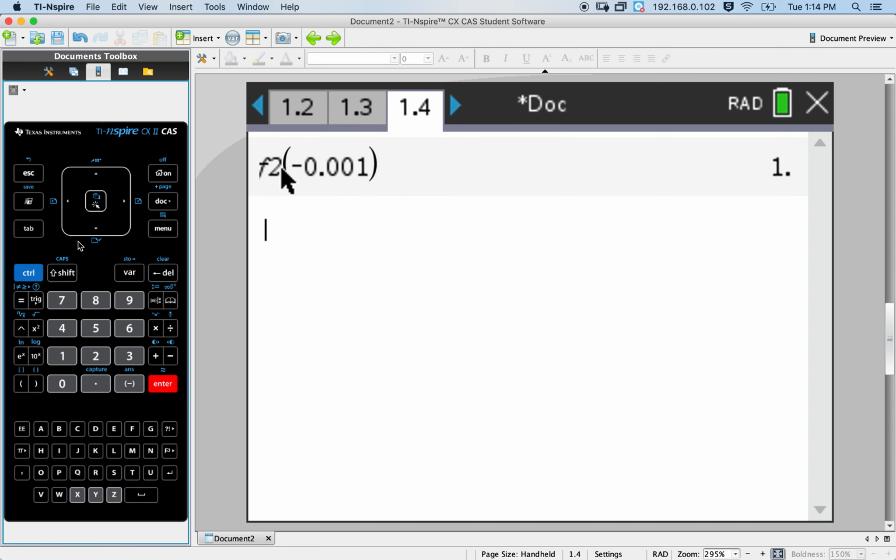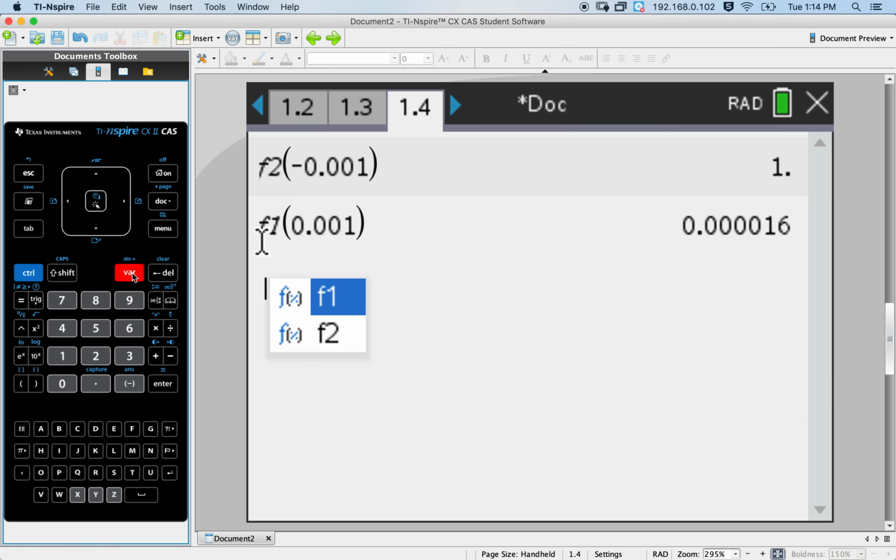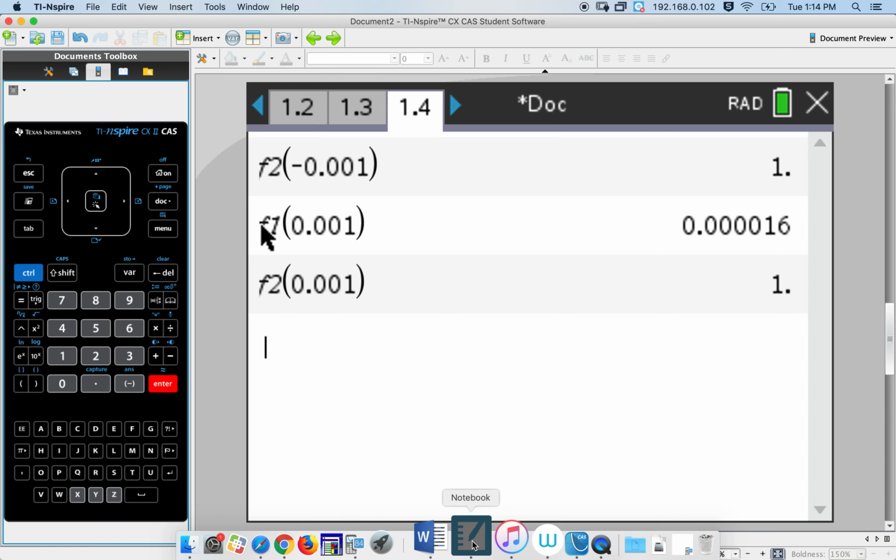And I get 1. And I'm going to verify on the right-hand side. Remember, my function's in F2. Oh, look at that, I made a mistake. I did f of 1. So let me try again. So vars f2, 0.001. There we go, 1. So I can confirm with my table that the limit is in fact equal to 1.